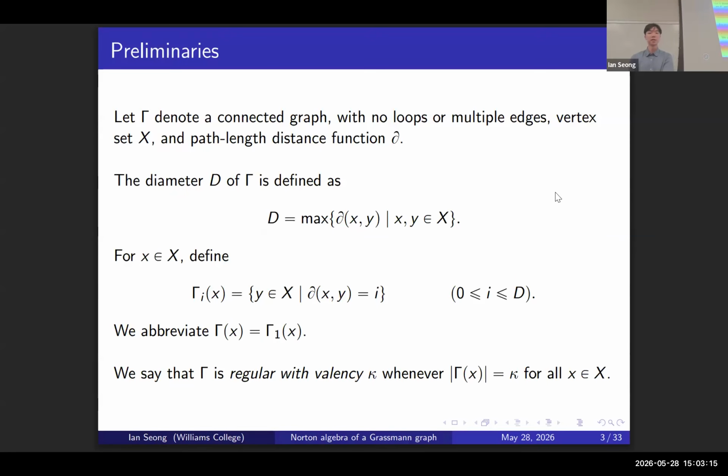So let gamma denote a connected graph that has no loops or multiple edges, vertex set X, and the path length distance function partial. The diameter of a graph is defined as the maximal distance between any two vertices. And for a vertex x, we define gamma sub i of x to be the set of vertices y such that the distance between x and y is equal to i. And usually we're going to abbreviate gamma sub 1 as just gamma. And we say that gamma is regular with valency kappa whenever the size of gamma of x is equal to kappa for all choice of vertex x.